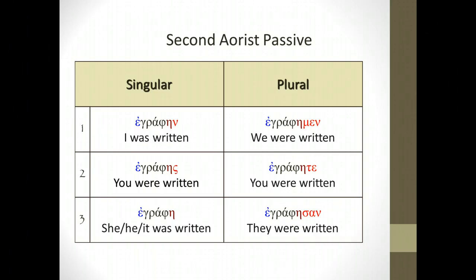We have here egraphen, I was written, egraphes, you were written, egraphe, she, he, or it was written, egraphemen, we were written, egrapheite, you were written, and then egraphesan, they were written. Okay? So you won't see a whole lot of second aorist passives, but you do need to be at least familiar with the way they work. Notice that although all the endings are very similar, the distinctive theta is missing, and it's just the eta.